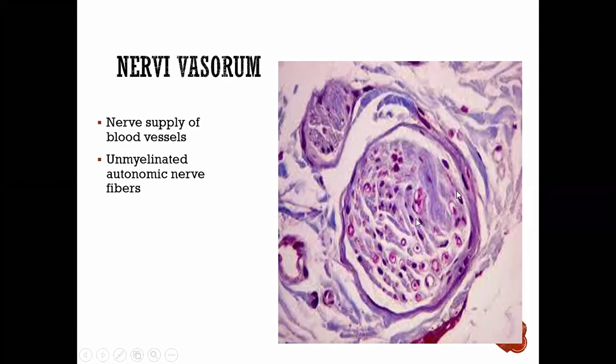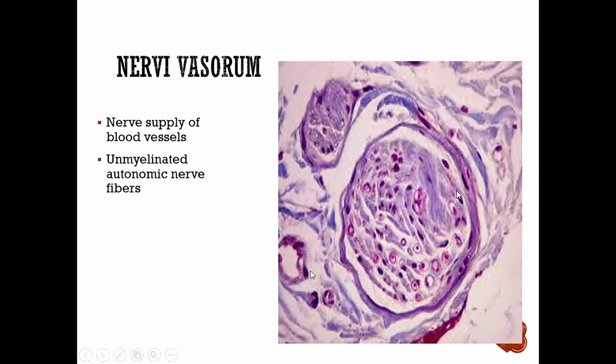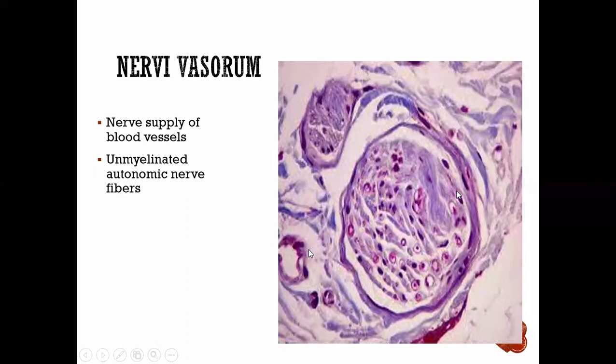It is different, no? So you see cells here, nerve cells. If you look at the microscope, these are neurons. There you are. This is a small capillary. Okay. So there you are. These are nervi vasorum.